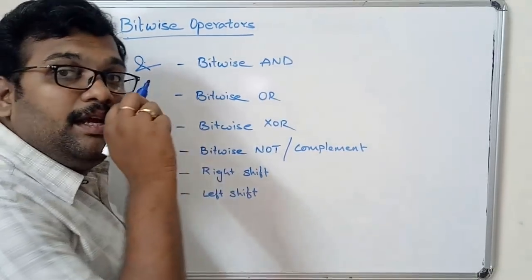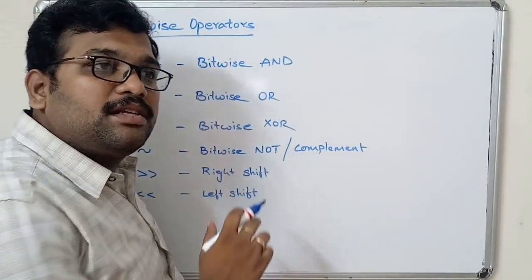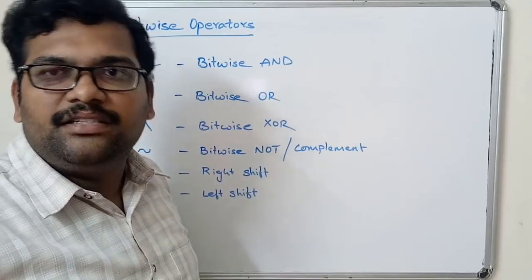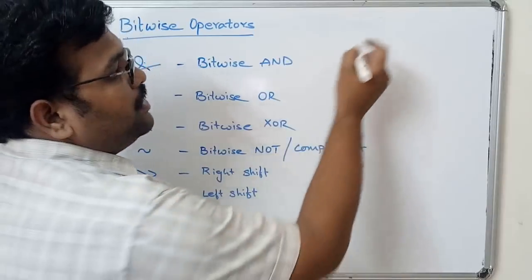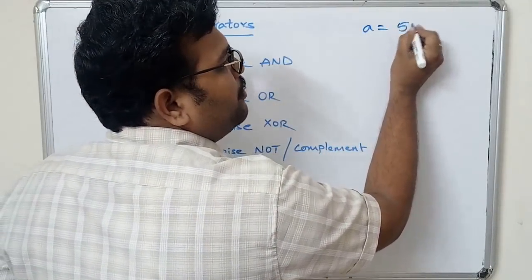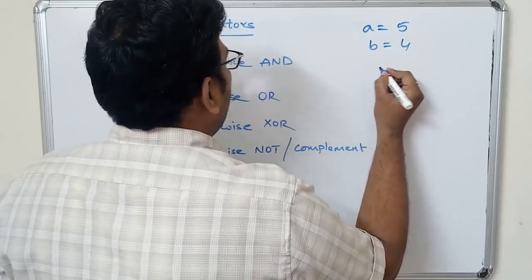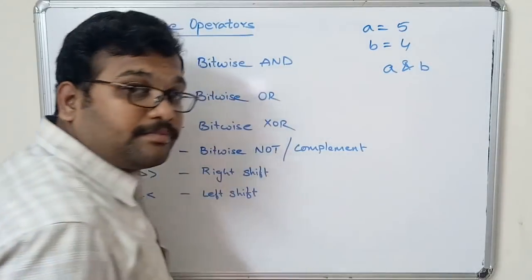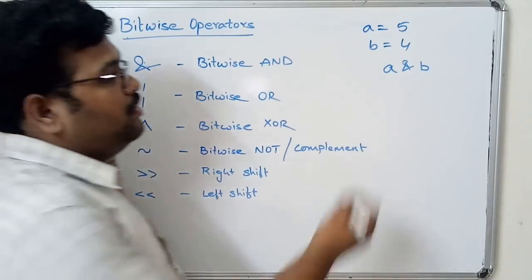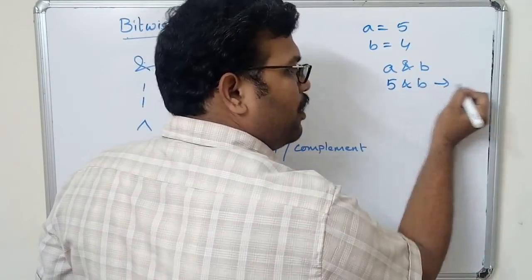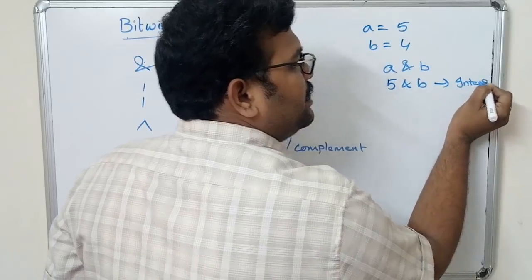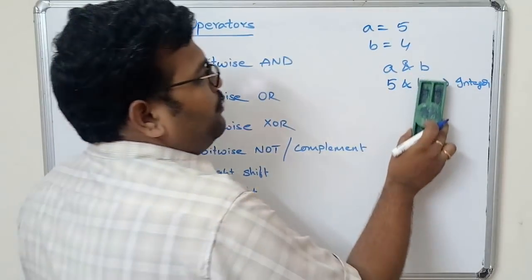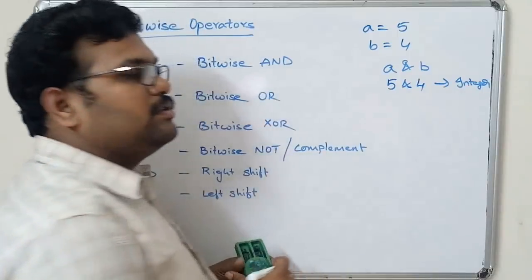One main thing here is that these bitwise operators can be performed between integer values, and the result will also be an integer value. For example, if A has 5 and B has 4, we can use the bitwise AND as A and B. It will also give the result as an integer value.